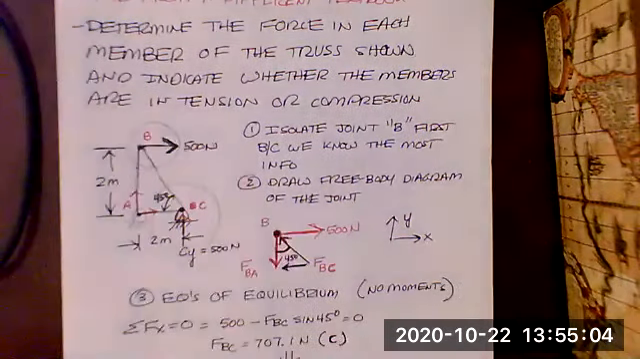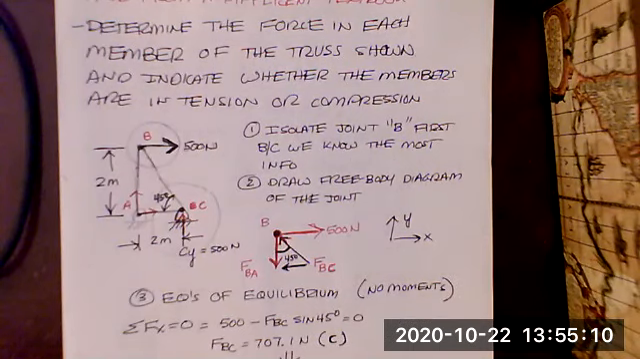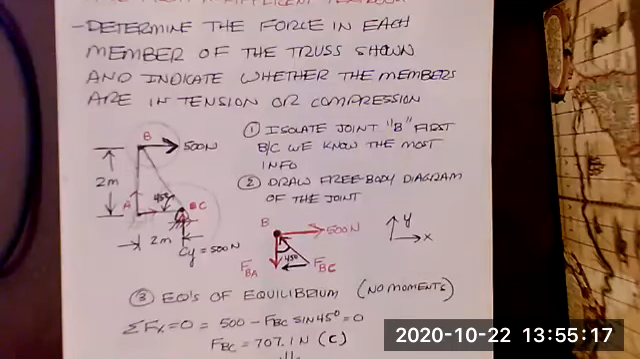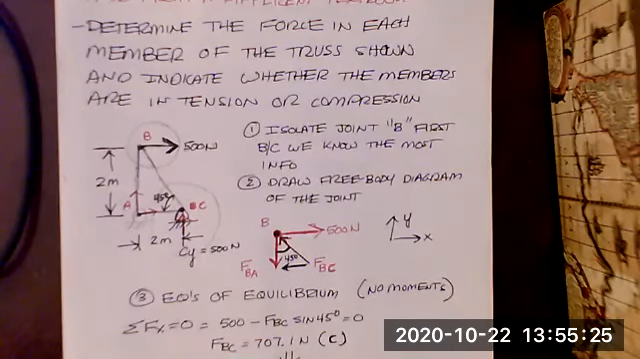And I picked joint B first. Why did I pick joint B first? You could have picked any joint, but I had the most information. What was my information? You had the magnitude and direction of the force, 500. Very good.